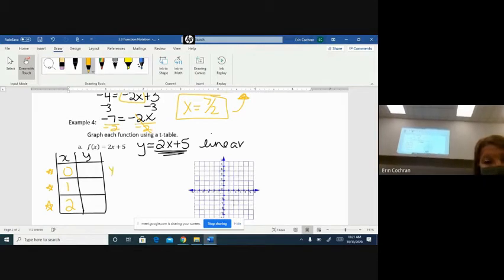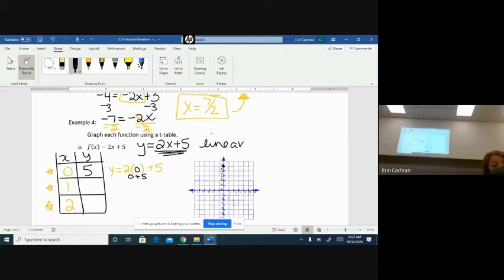So y equals 2 times, what's my first x? 0 plus 5. So what's 2 times 0? 0, and 0 plus 5? 5. Okay. So now, could I graph the point 0, 5? Yeah, that means I would go left or right 0, and up 5. So 1, 2, 3, 4, 5. It's right there.